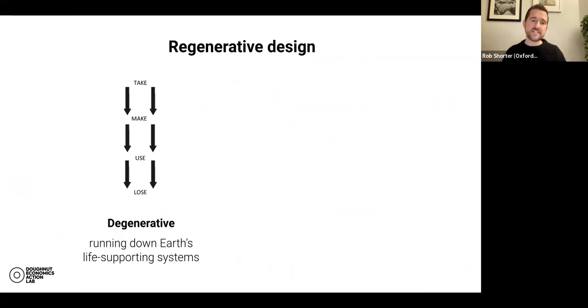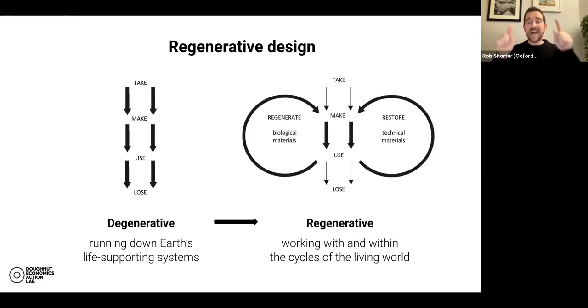So regenerative design says we've inherited linear, degenerative, economic, industrial design processes where we take Earth's resources, we make them into things we want, we use them for a while, sometimes only once, and then we throw them away into Earth's things, whether that be the soil or the rivers or the lakes or the oceans. And by taking, making, using, losing, we are running down Earth's life supporting systems and going way over planetary boundaries. We need to turn those arrows around and design like nature designs.